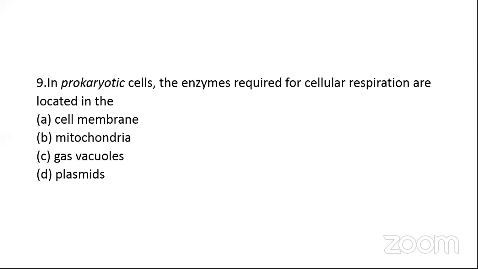In prokaryotic cell, the enzymes required for cellular respiration are located in. They don't have any membrane-bound organelles. Where are they located? Please answer. In prokaryotes, the enzymes required for cellular respiration are located in the cell membrane, that is in the mesosome. They don't have mitochondria. The gas vacuoles are for storage.